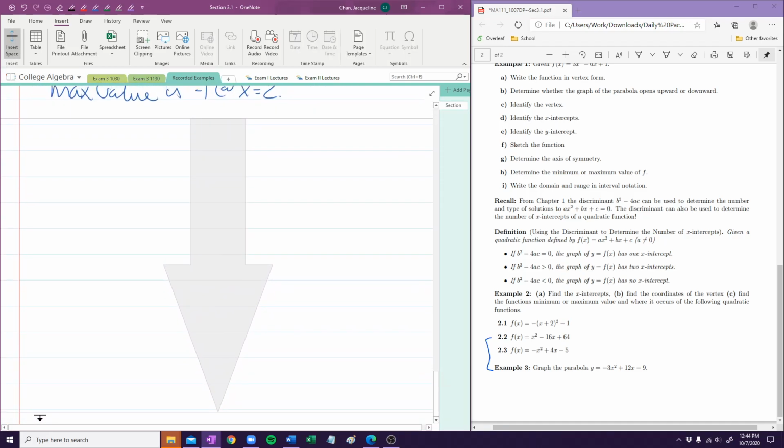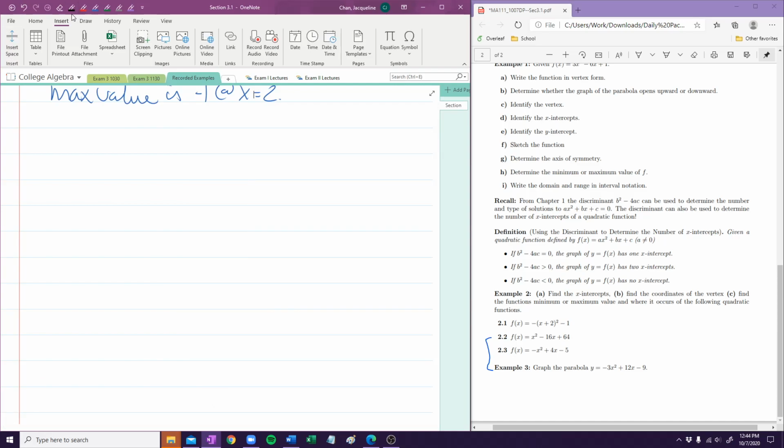The last example I want to do is graph the following parabola. I'm going to show you 2 ways, but I'm just going to graph it once. I just want to show you that you can still get the same result. So example 3, I'm given y is equal to negative 3x squared plus 12x minus 9. The first way, and I do not recommend this until you are comfortable finding the vertex form, because you need practice, is that first we can find the vertex.